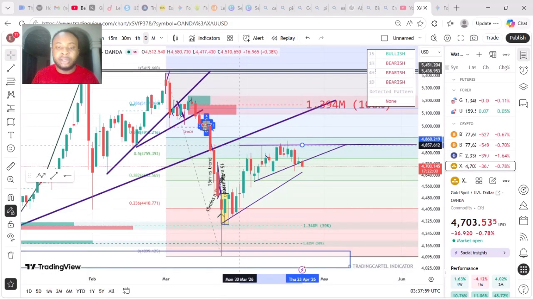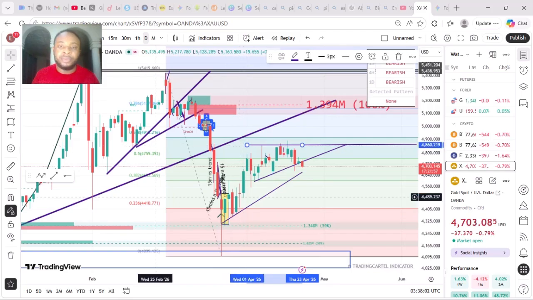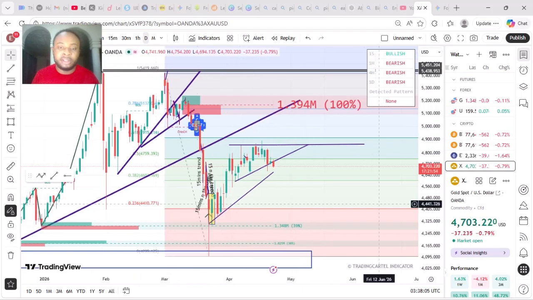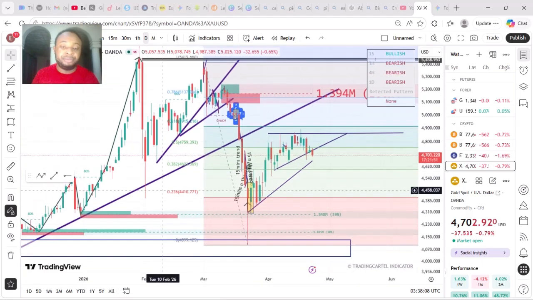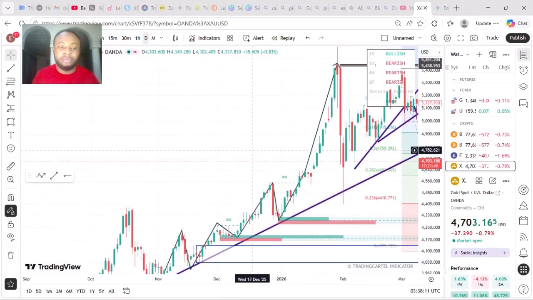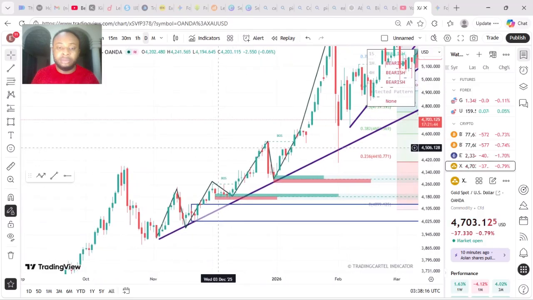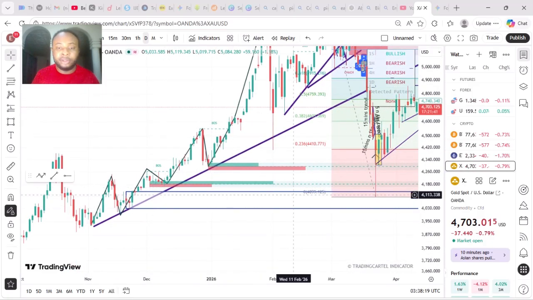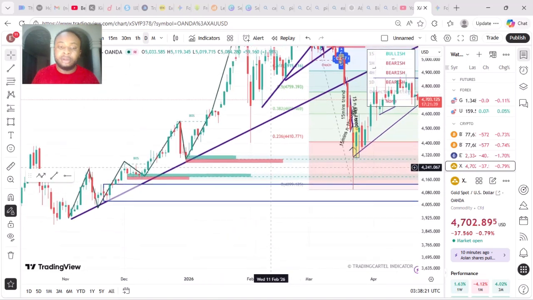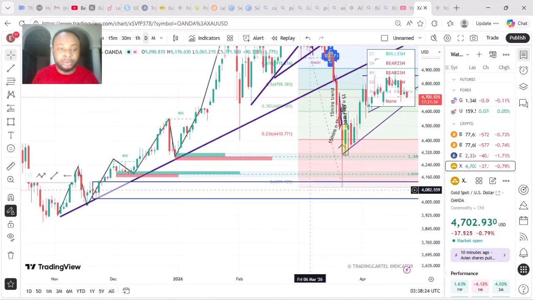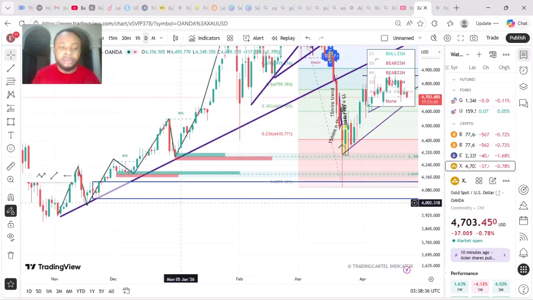So that is just it here. That is just for that support and resistance. Like here, support actually did a double bottom to this area. Also did a double bottom to this area. And you can see why I did it.